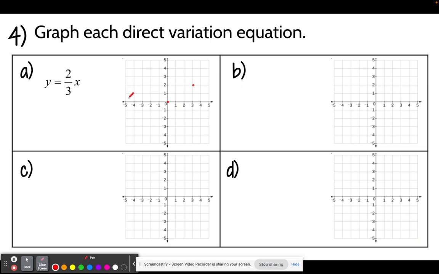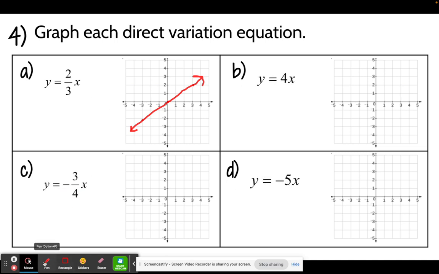Now, I could make them both negative. I could go down 1, 2, and left 1, 2, 3, because we know a negative over a negative is a positive. And I can continue drawing my lines. Very easy, right? You don't even need to come up with points. You just graph using your slope. I'm going to put the other points in here so I have them.